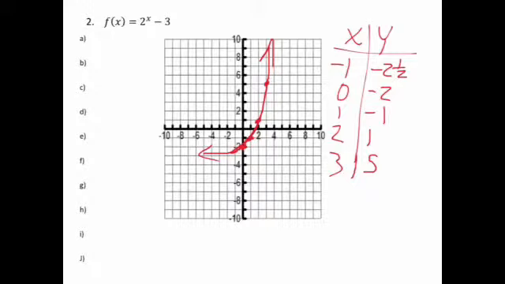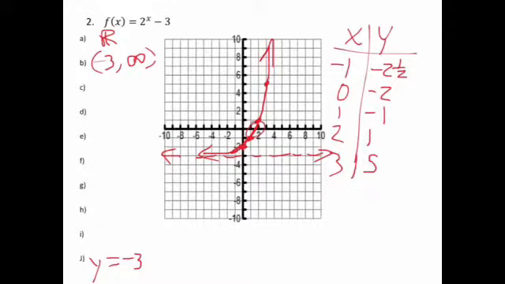My domain, how far left and right it goes? Well, it goes left and right forever, so I have all real numbers. My function doesn't go past this little line here, which is actually the asymptote, so let's fill that in real quick. It's going to be y equals that height, which is negative 3. For my range, the farthest down it goes is going to be negative 3, and it goes up from there. So negative 3 to infinity.